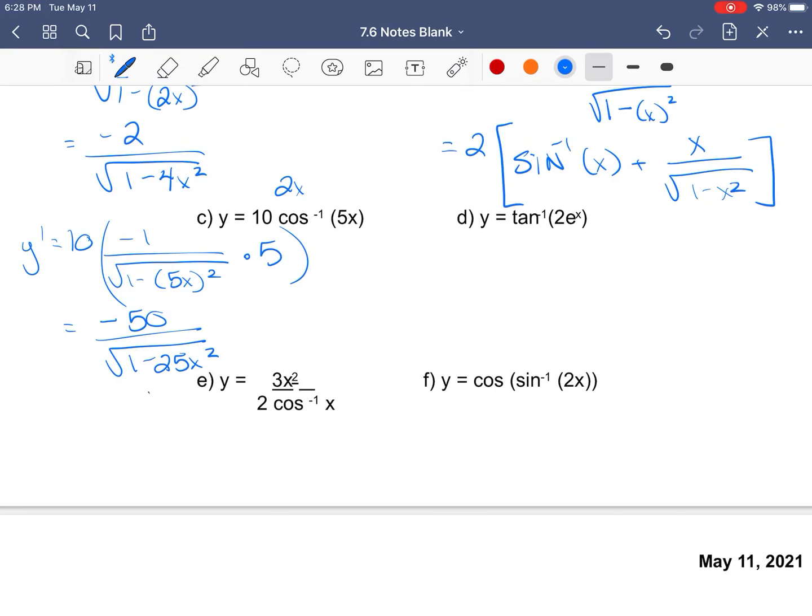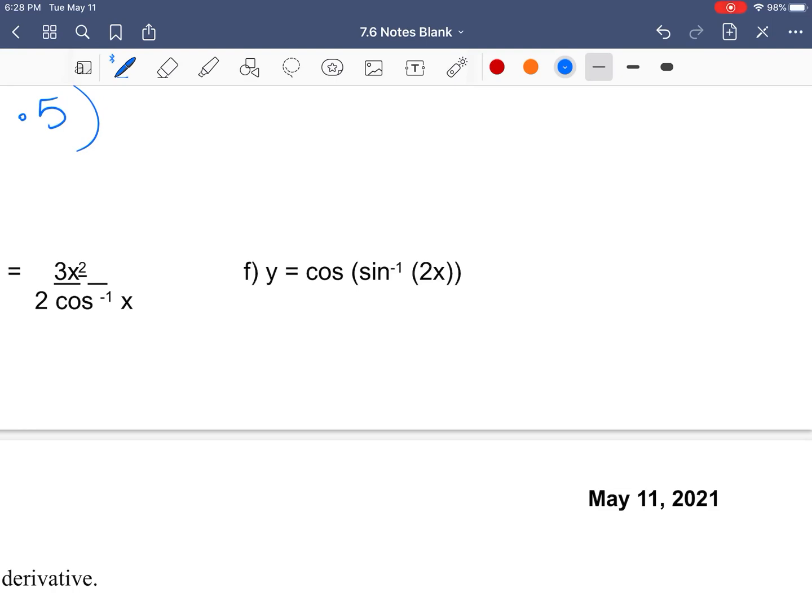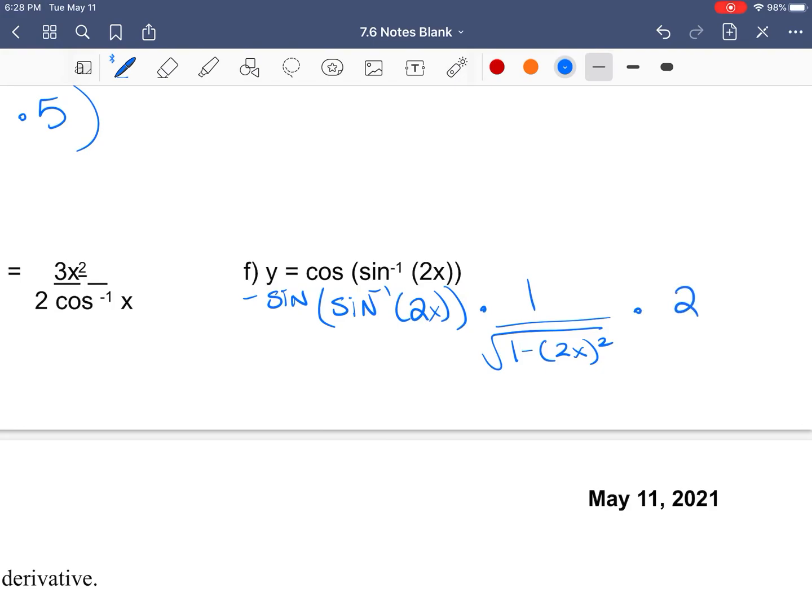And last but not least, let's do f. That one looks nice and fun. All right. Negative sine. So the derivative of cos is negative sine of the stuff times the derivative of the stuff. The derivative of the stuff is 2.